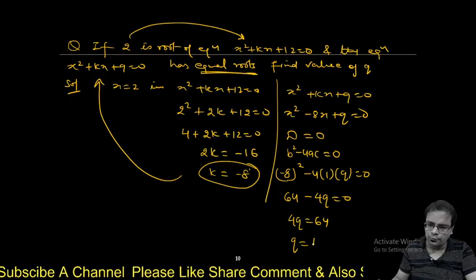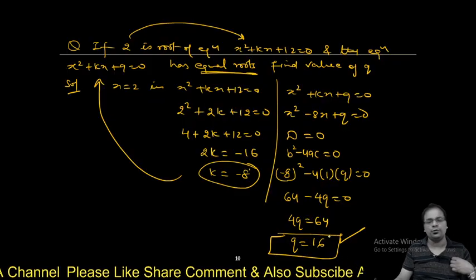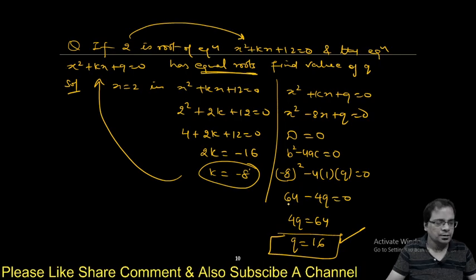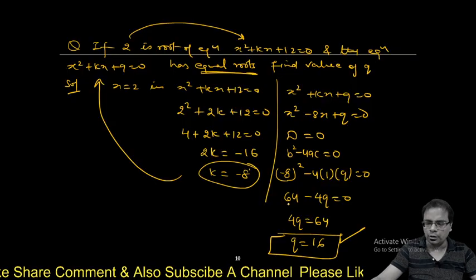Q value is 4 1s are 4, 4 6s are 24, 16 4s are 64. The value of q will be equal to 16. Clear? Is it okay? That is the easy way we can solve and check the given questions.